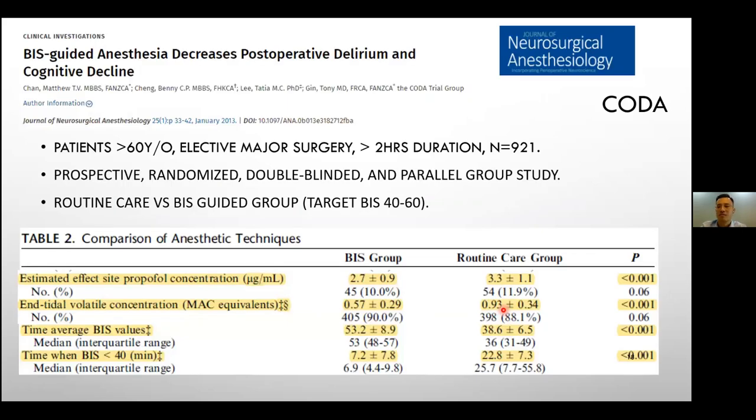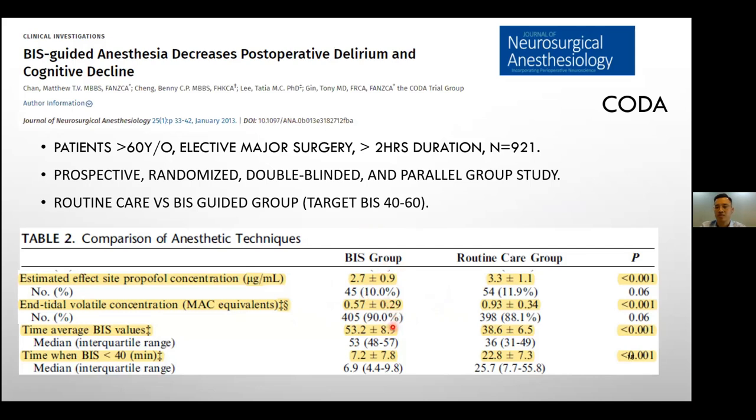The CODA study was published in the Journal of Neurosurgical Anesthesiology in 2013. This study was done in Hong Kong in patients undergoing major elective surgery, and it recruited more than 900 patients. Patients were randomized into a BIS-guided group, targeting a BIS range of 40 to 60, versus a routine care group. Patients were given GA either via an inhalational technique or a propofol-based TIVA technique. As you can see, there were significant reductions in anesthetic delivery with these two techniques, especially for the BIS-guided group here.